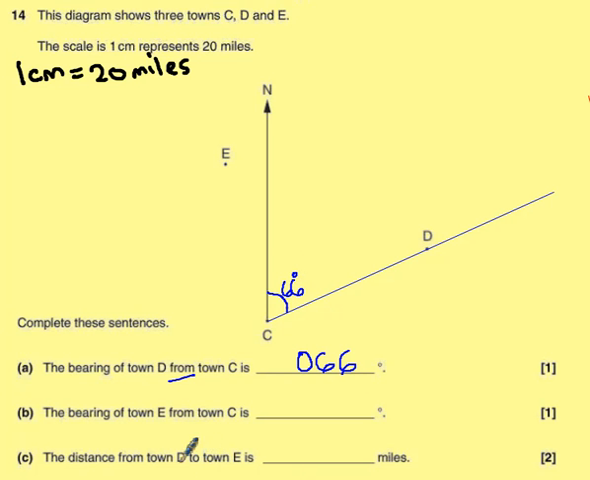Now part B, the bearing of town E from town C. So now we need to draw a line from C through E, and this time we need to measure the bearing that we would walk on would be the bearing from north line all the way around here to there. So what we can do is we can, with our protractor, we can go and measure.